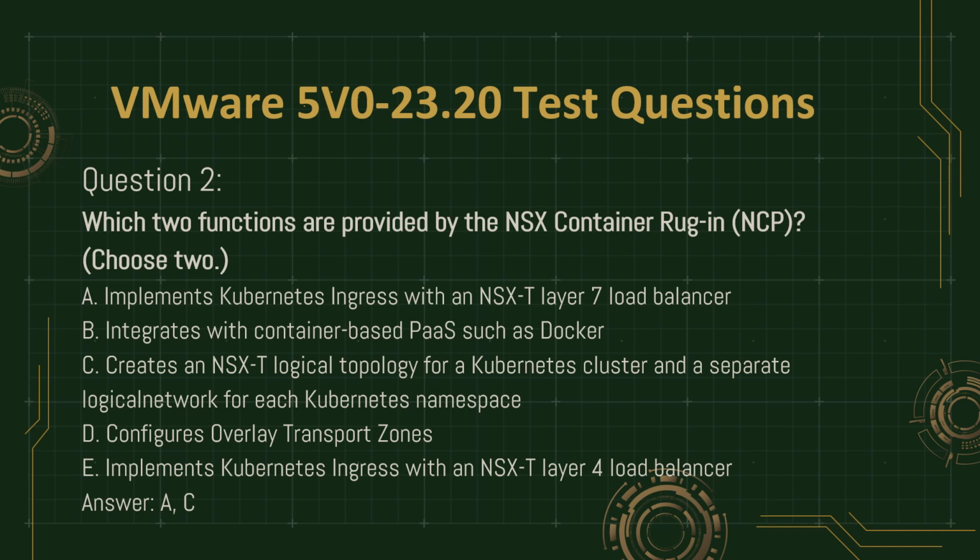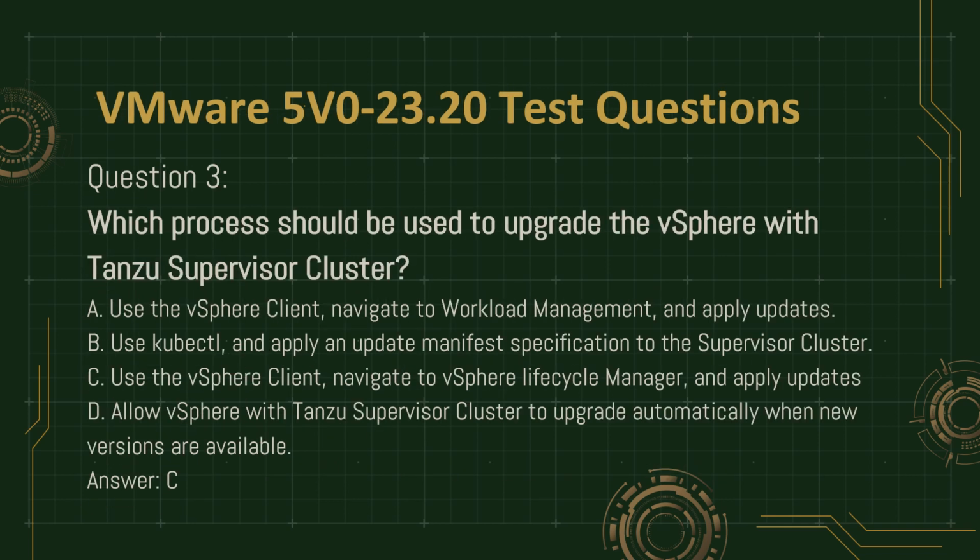Question 2. Which two functions are provided by the NSX container plugin in NCP? Choose 2. A. Implements Kubernetes ingress with an NSX-T Layer 7 load balancer. B. Integrates with container-based PaaS such as Docker. C. Creates an NSX-T logical topology for a Kubernetes cluster and a separate logical network for each Kubernetes namespace. D. Configures overlay transport zones. E. Implements Kubernetes ingress with an NSX-T Layer 4 load balancer. Answer. A, C.